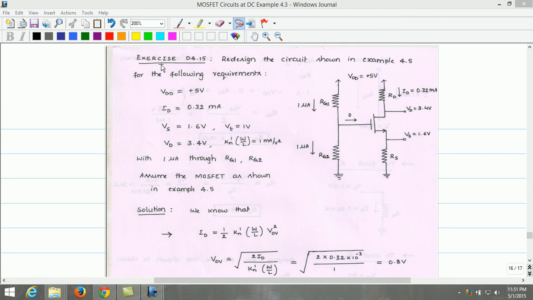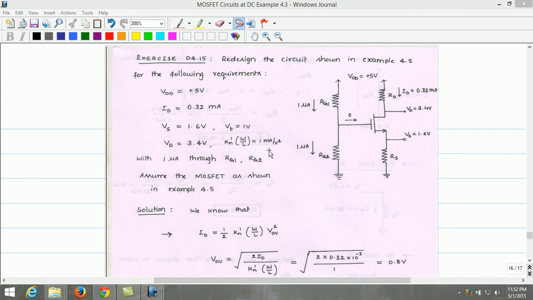The exercise problem discussed in this video is an extension of example 4.5. The requirements in this problem are VDD equals 5 volt, drain current 0.32 milliampere, source voltage is given as 1.6 volt, the threshold voltage of the transistor is 1 volt, the drain voltage is 3.4 volt, K dash into W by L equals 1 milliampere per volt square.